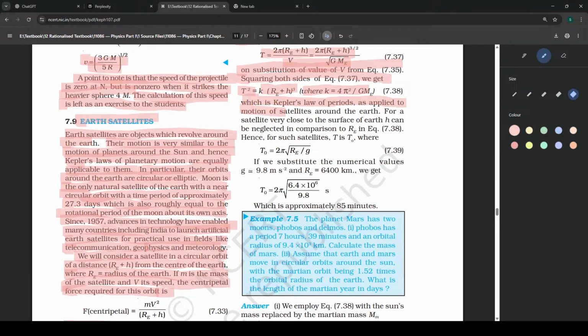As applied to the motion of satellites around the Earth, for a satellite very close to the surface of Earth, h can be neglected in comparison to RE. Hence for such a satellite, T is T naught, where T naught equals 2 pi times the root of RE by g. If we substitute the numerical values, we get T naught equals 85 minutes. When h is almost negligible, roughly we get 85 minutes.